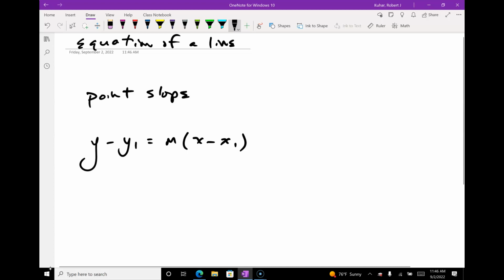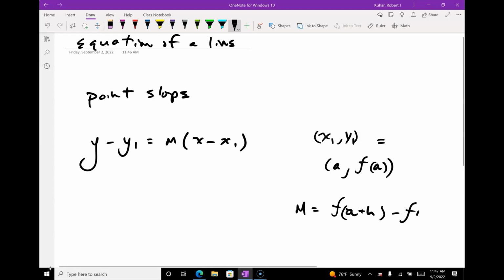Good. What was my x1, y1 in my problem? In that last problem I just did, what was my x1, y1? A, f of a, right? Yes, you agree? What was my slope? f of a plus h minus f of a all over h.